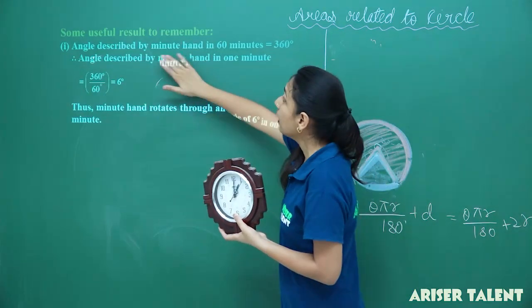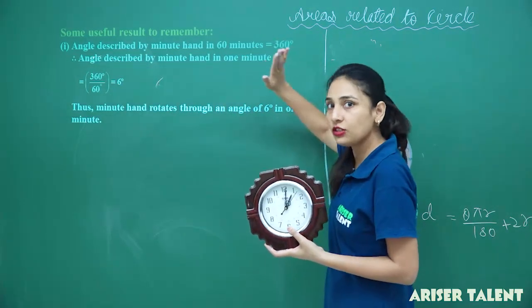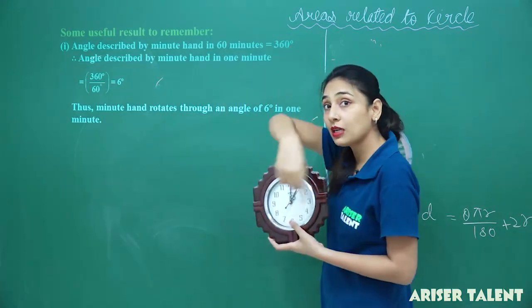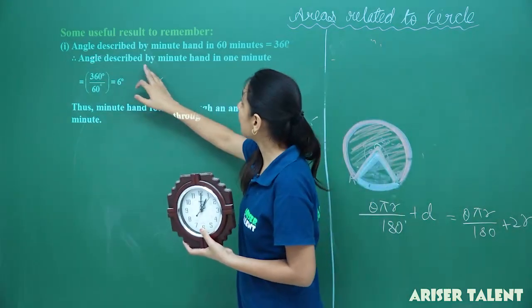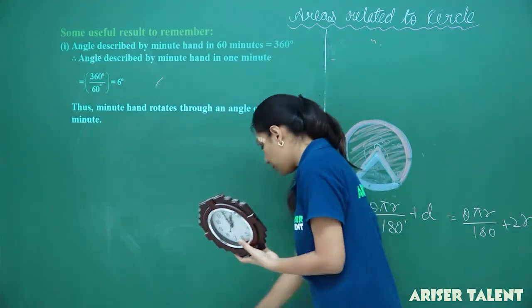Okay. So, what I have done? Angle subscribed by minute hand in 60 minutes, 1 hour is obviously 60 minutes, is equal to what? Complete 360. Now, angle subscribed by minute hand in 1 minute. Now, 1 minute. If you know, I will put this.